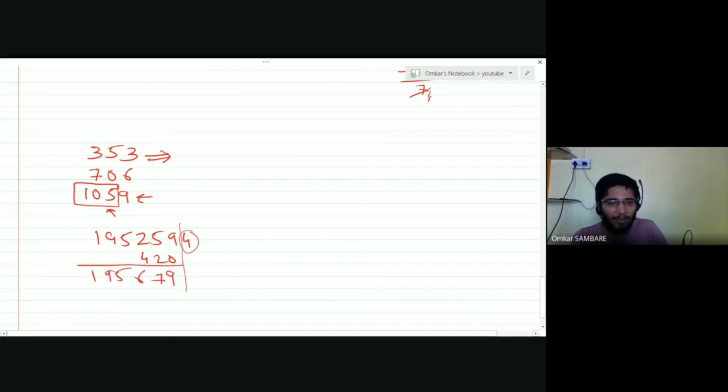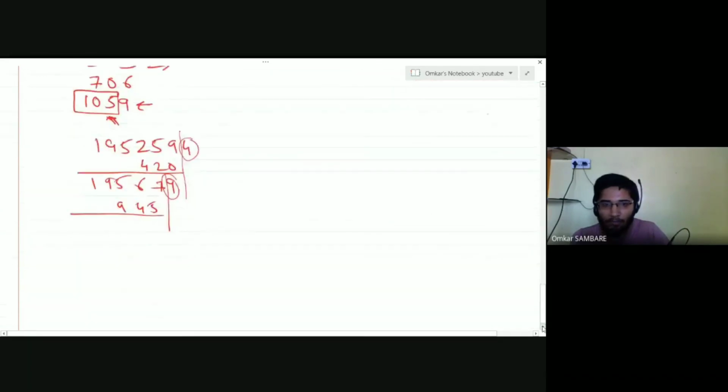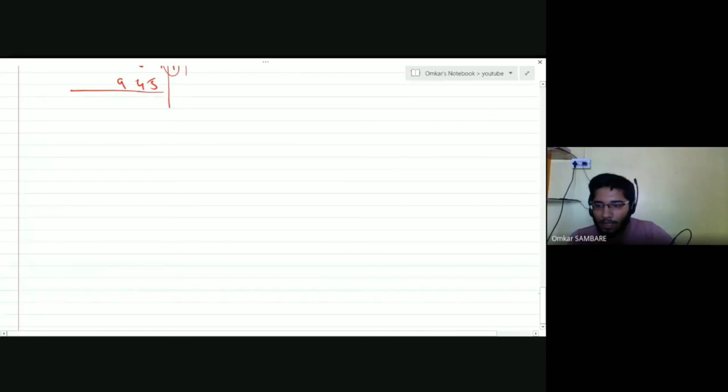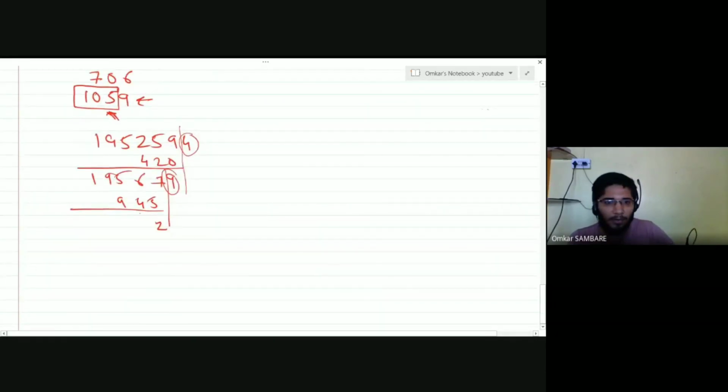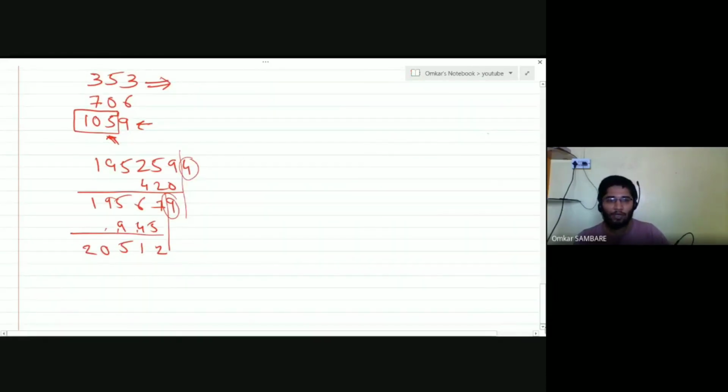976591. Again take the last digit, multiply it by 105, so it will give you 945. Again we will add that to the remaining number. Then 7 plus 5 is 12, here it will be 11, here it will be 15, and this will be the addition. I am not sure till now whether this number is divisible by 353 or not, so I will repeat the process again.